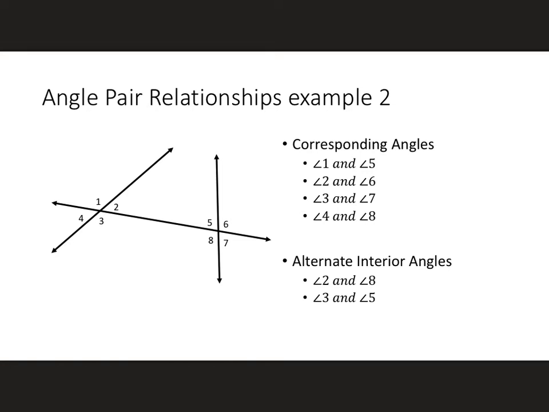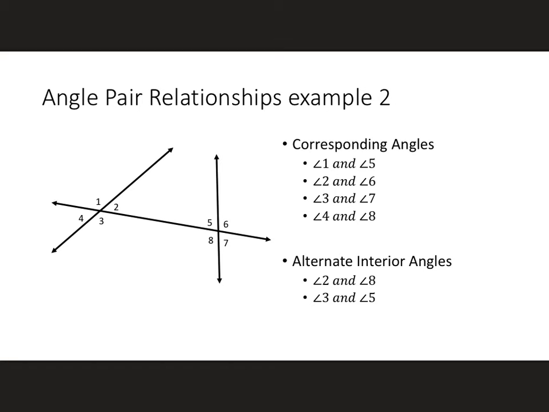So here, our corresponding angles, remember the angles that have the same relative position, are 1 and 5, 2 and 6, 3 and 7, and 4 and 8. 1 is the top left angle, 5 is the top left angle, 8 is the bottom left angle, 4 is the bottom left angle. That's what makes them correspond with each other.